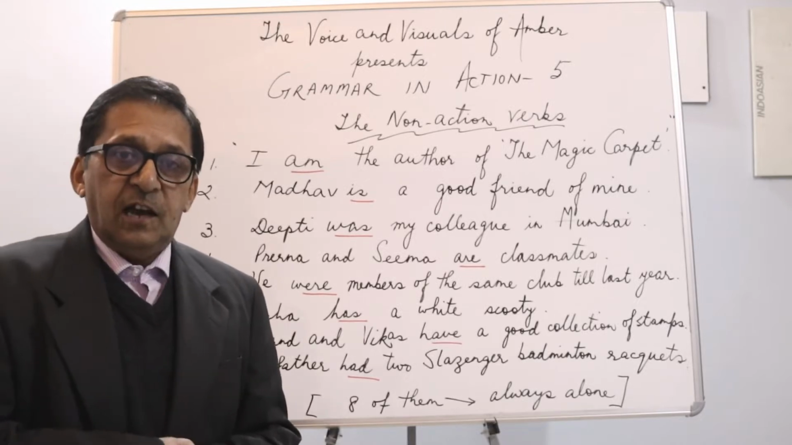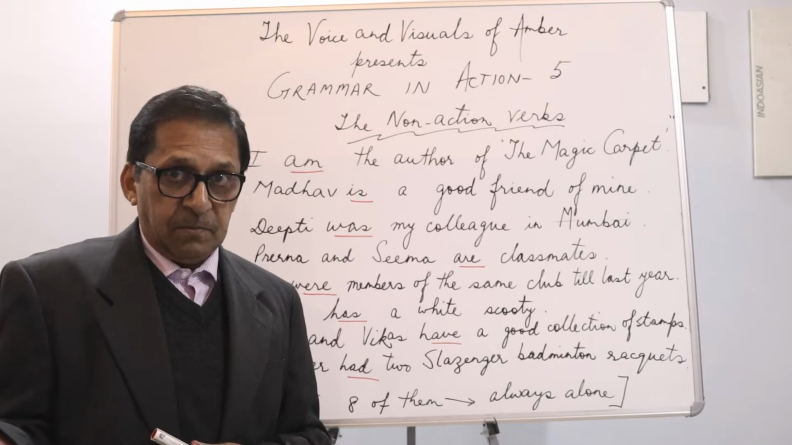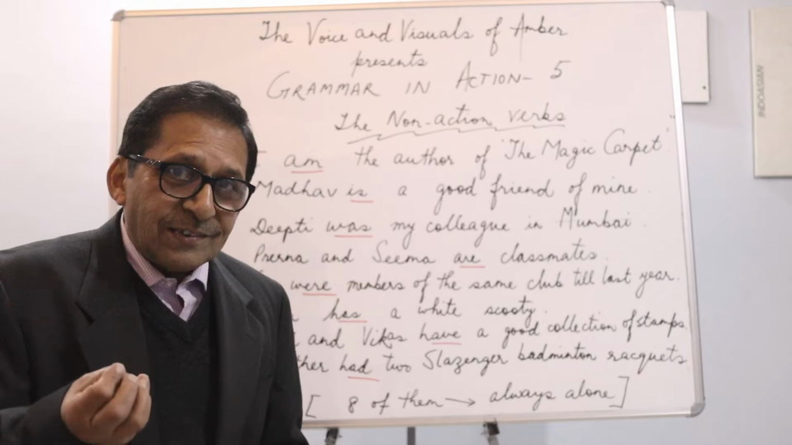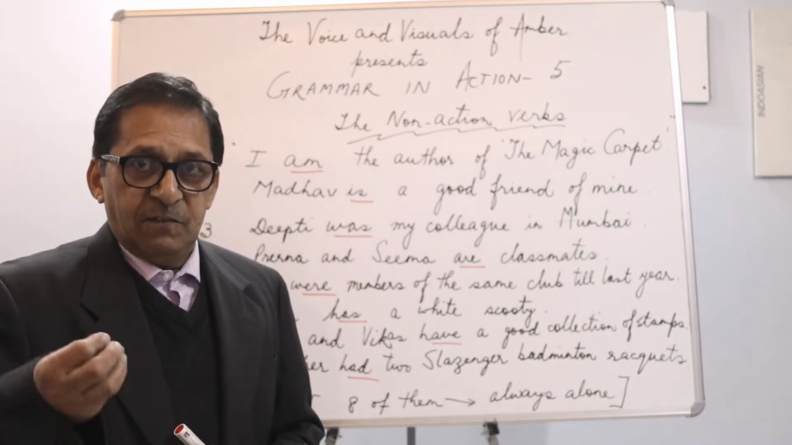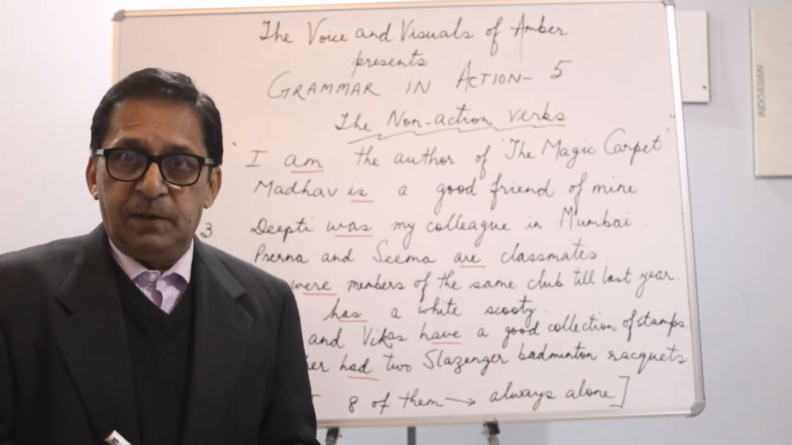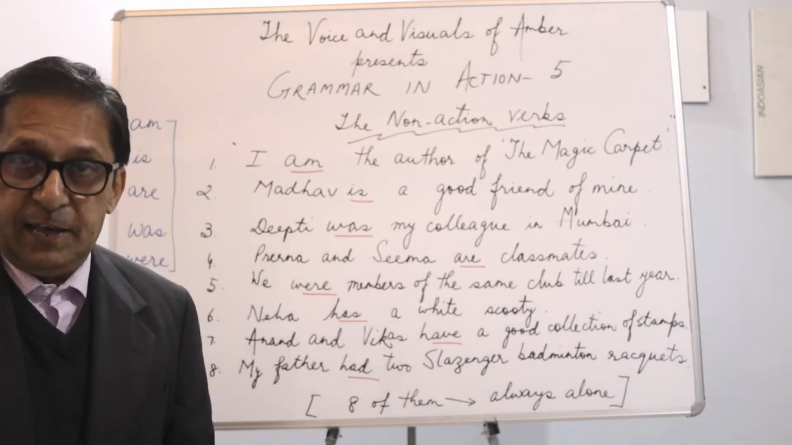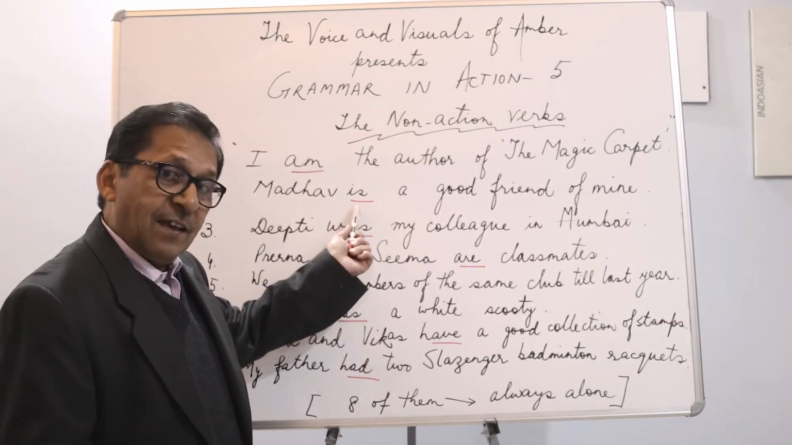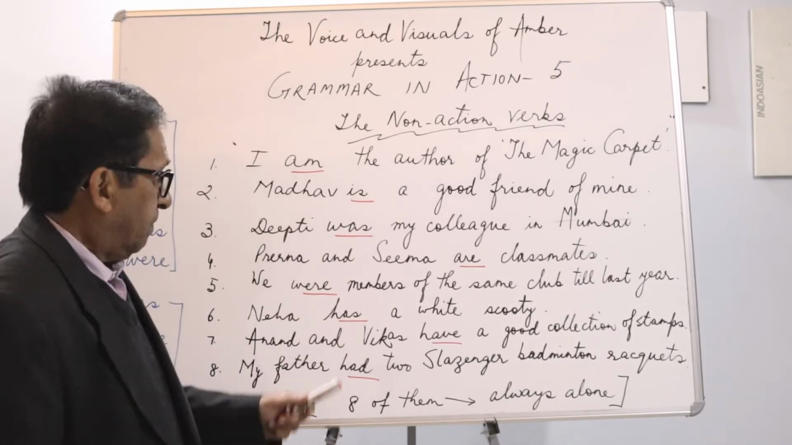Madhav is a good friend of mine. So Madhav is a good friend of mine, which again is the statement of something that is. Madhav is. Madhav is a very good person. Madhav is a kind human being. Madhav is a very good friend of mine. So these two obviously show existence in the present time.